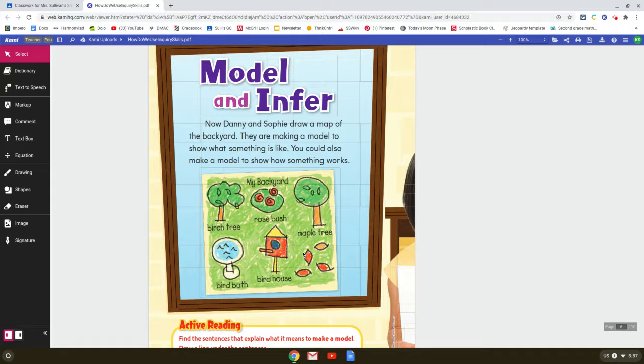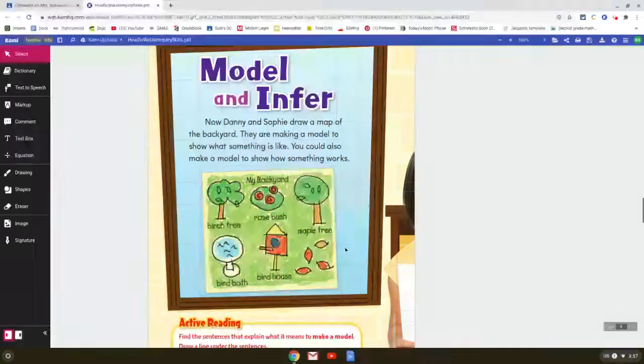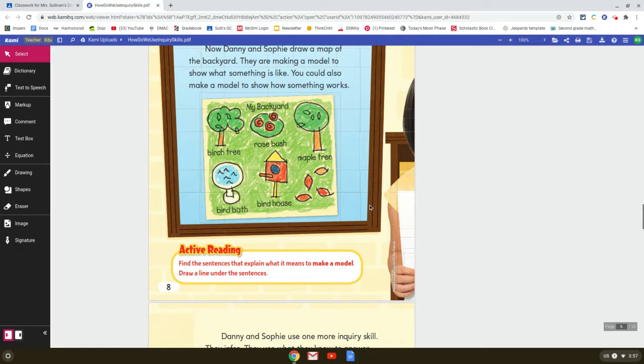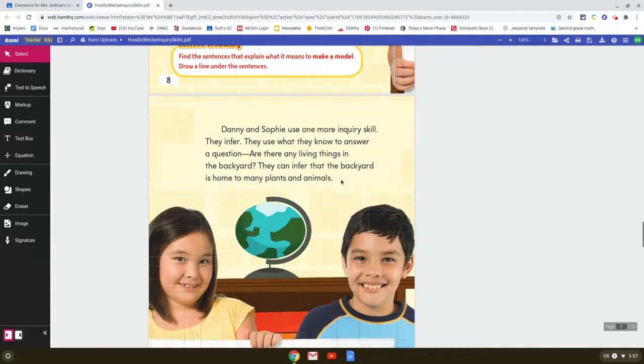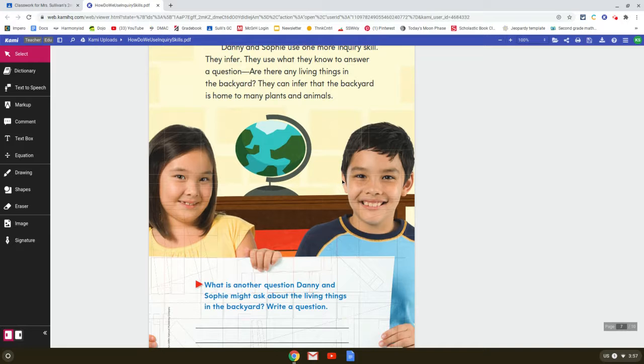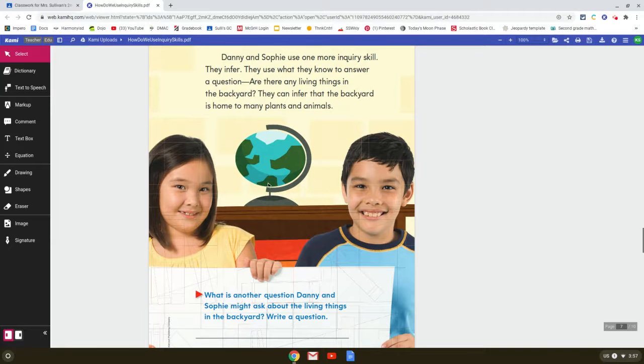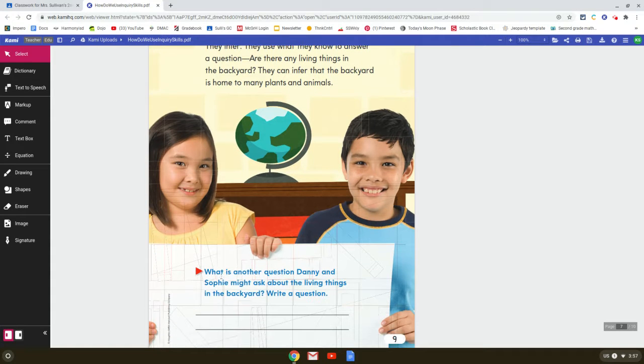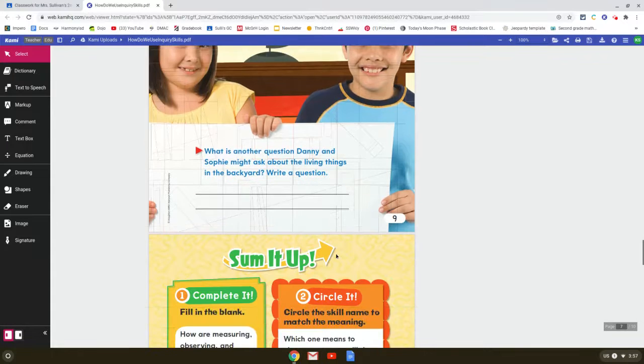Where you model, Danny and Sophie draw a map of their backyard. Here's a great little map of what they discovered. And find the sentence that means how to make a model. All right, and their last skill is to infer. And I want you to read this page and then figure out what another question is that Danny and Sophie might ask about the living things in the backyard. Inferring is taking information further and learning even more.